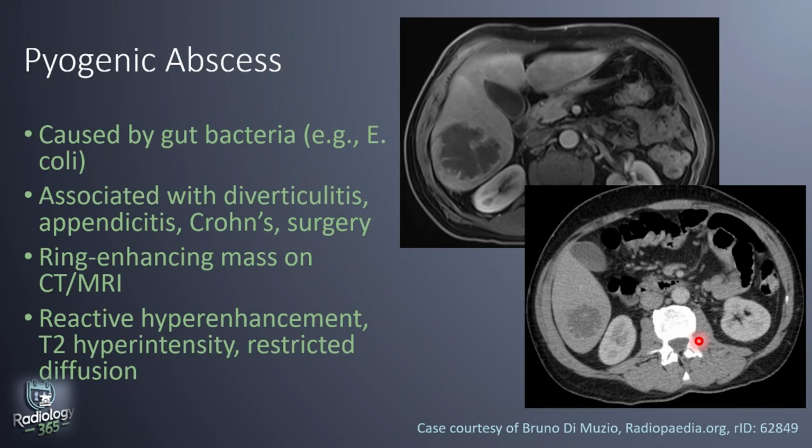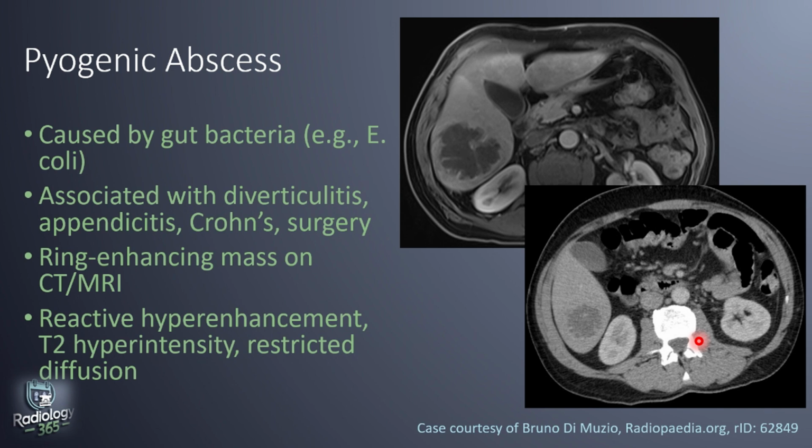Now, pyogenic abscesses are usually caused by bacteria that travel from the gut to the liver through the portal vein. This often happens in people with diverticulitis, appendicitis, Crohn's disease, recent bowel injury. Now, E. coli is the most common culprit. On imaging, CT and MRI would show a ring-enhancing mass that can look like mets. You may also see reactive hyperenhancement around the lesion. T2 hyperintensity in the center and restricted diffusion will also be seen on MRI.